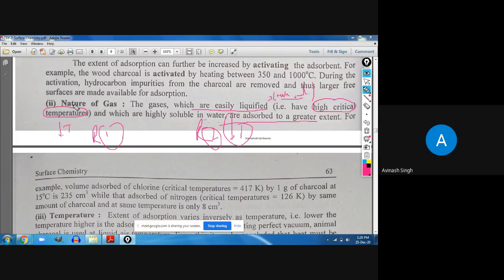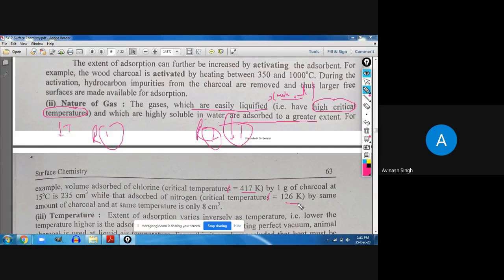more. Now look, suppose chlorine has a critical temperature of 417 Kelvin and nitrogen has a critical temperature of 126 Kelvin. Which gas is more real, nitrogen or chlorine? Chlorine. Chlorine is more real than nitrogen.